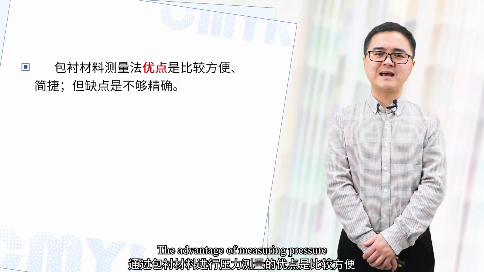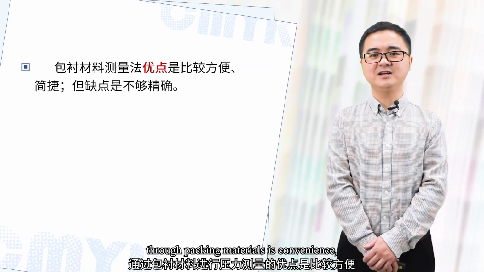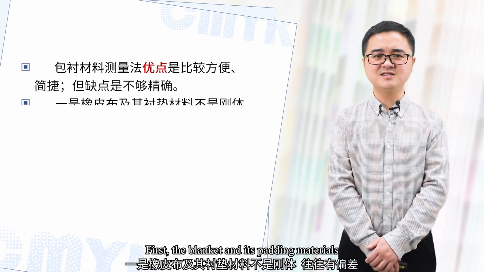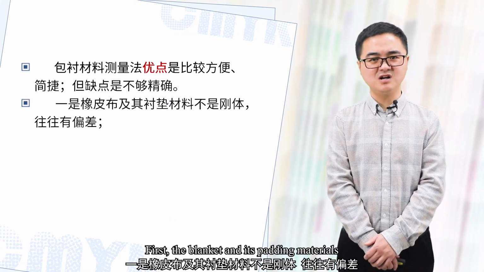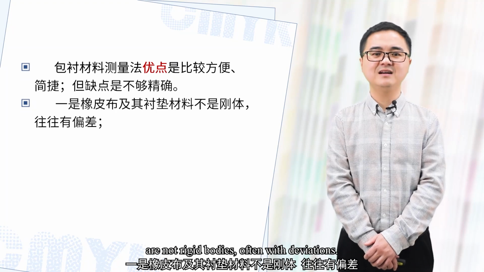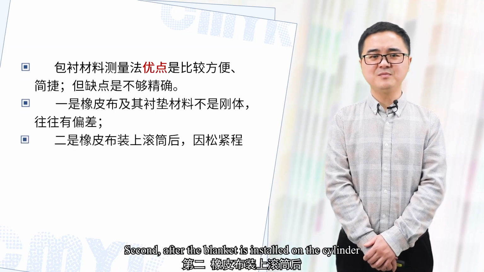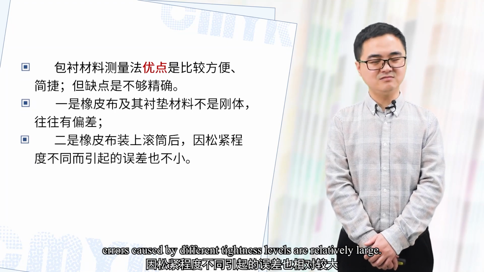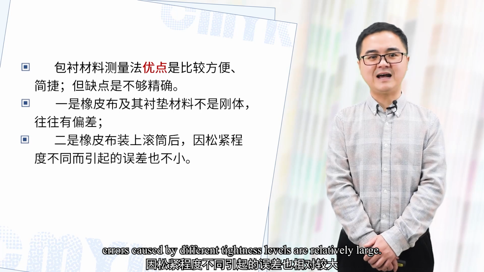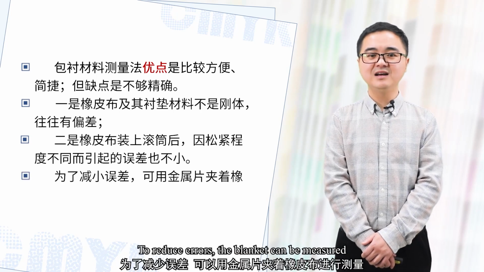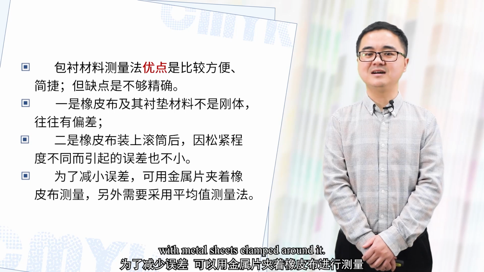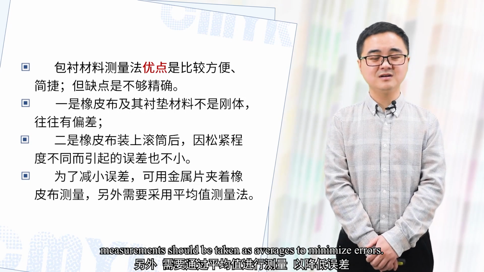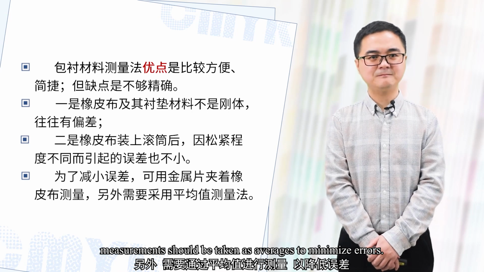The advantage of measuring pressure through packing materials is convenience, but the disadvantage is lack of precision. First, the blanket and its padding materials are not rigid bodies, often with deviations. Second, after the blanket is installed on the cylinder, errors caused by different tightness levels are relatively large. To reduce errors, the blanket can be measured with metal sheets clamped around it. Additionally, measurements should be taken as averages to minimize errors.